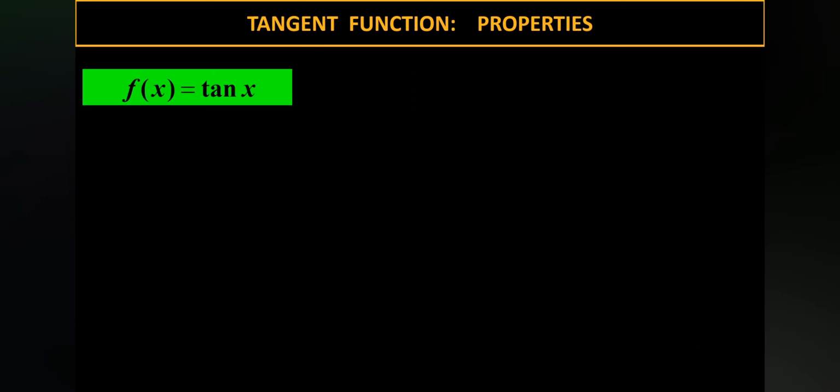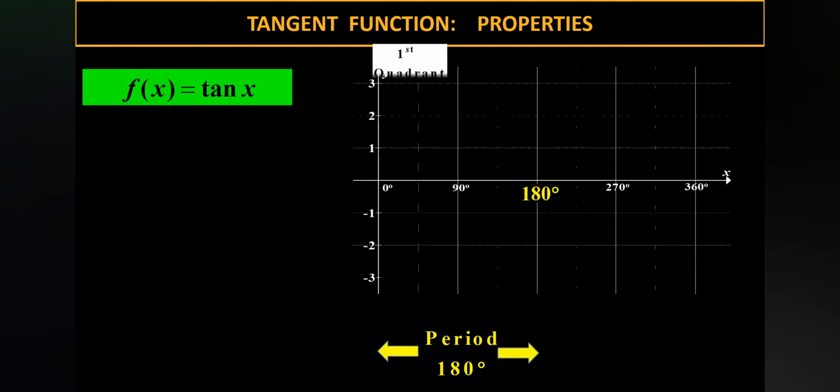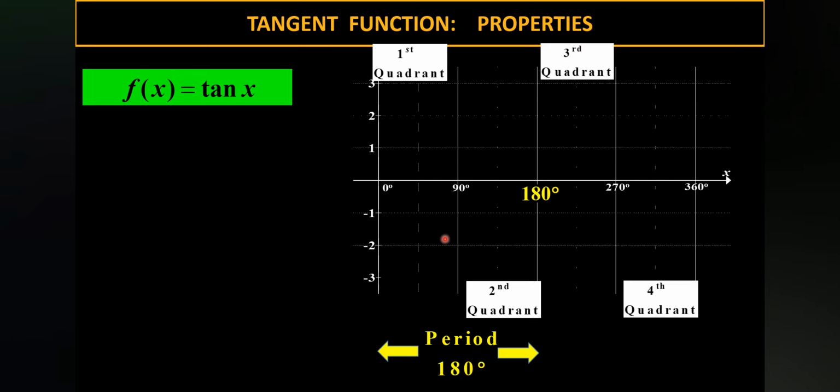Now let's look at the tangent function. Again, let's get a graph. The tangent function's period is not 360. The tangent has a period of 180, right? Let's look at this. Positive in the first quadrant and negative in the second. Then positive in the third and negative in the fourth. You can see the pattern is repeated every 180 degrees. Positive, negative, positive, negative, positive, negative, right?